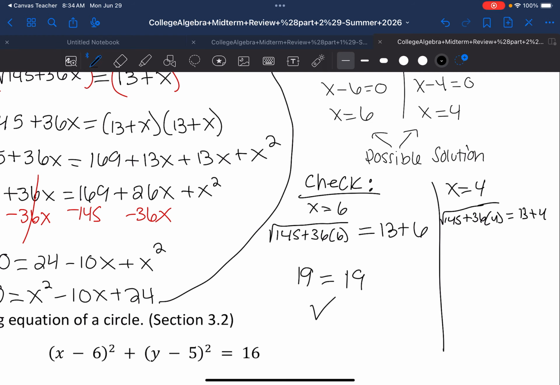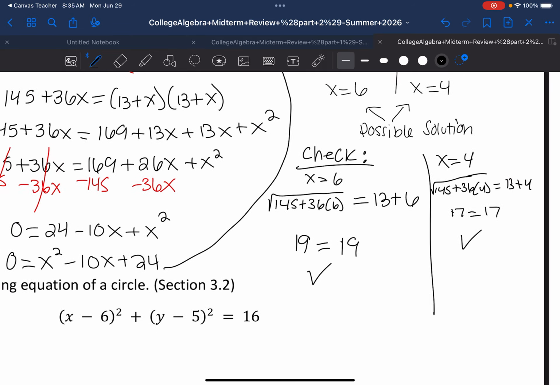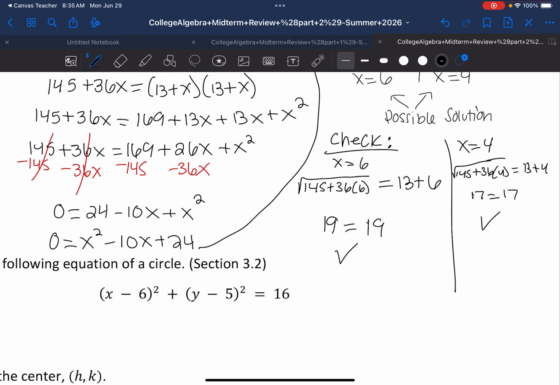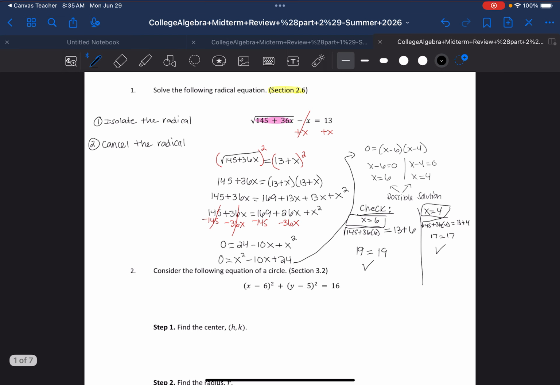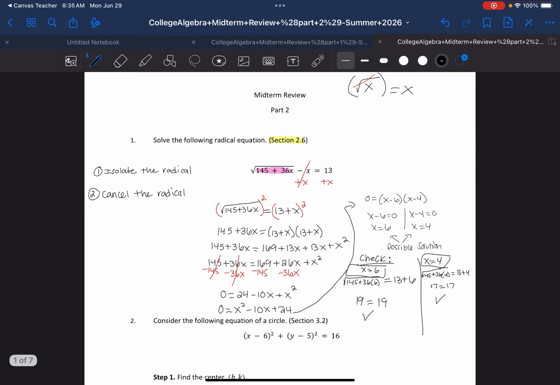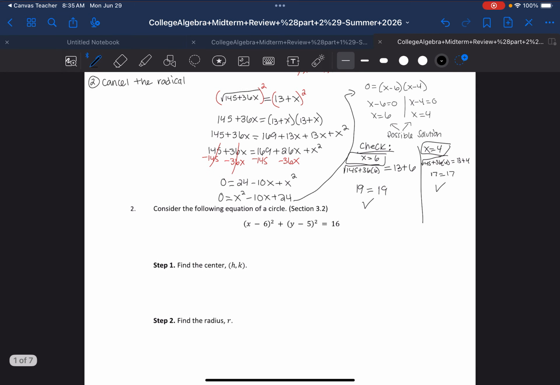So plugging that in, I get 17 on the left side, and 13 plus 4 is also 17. So that one works as well. So my two solutions are x equals 6 and x equals 4. So you have to check your answers on radical equations. You just have to.